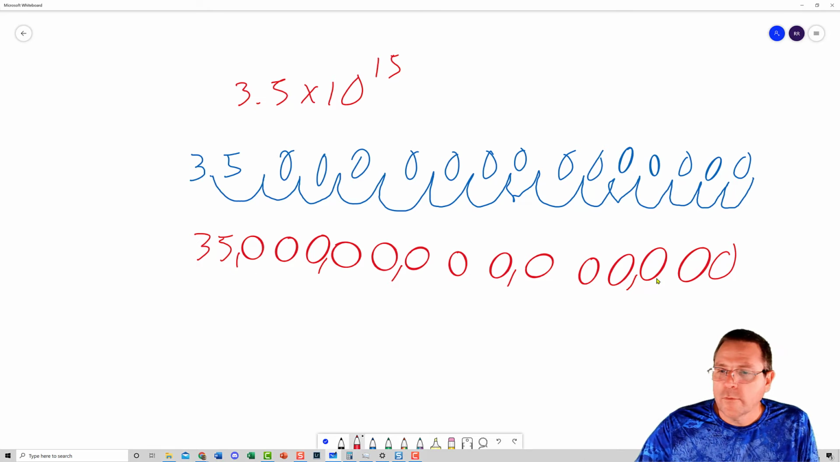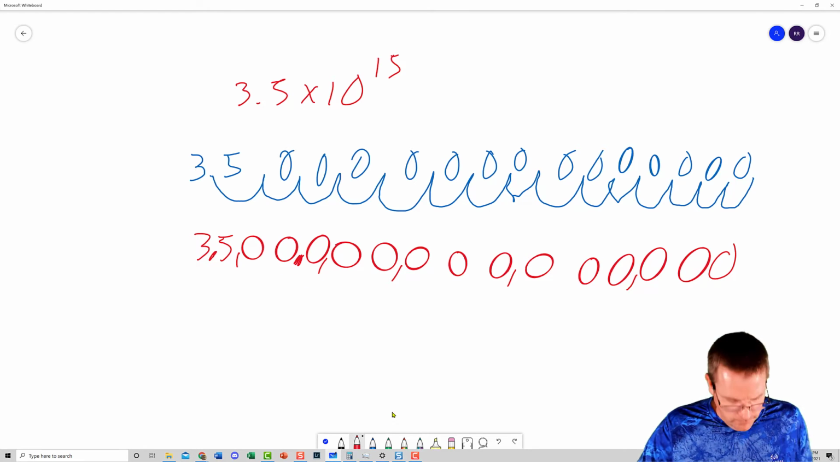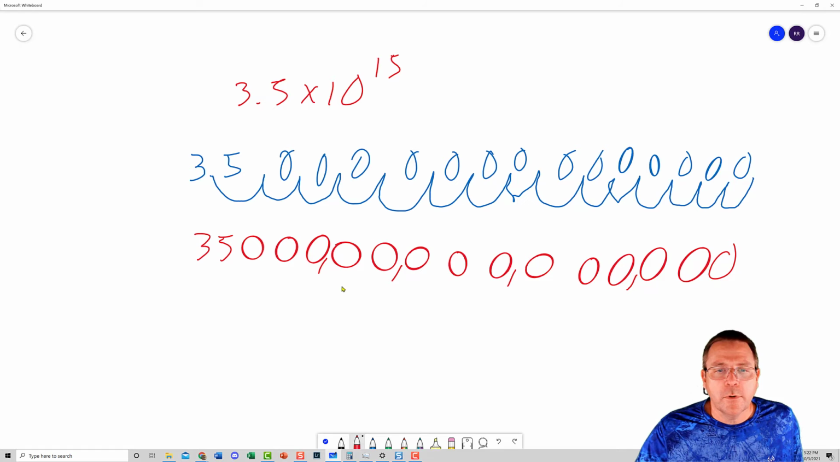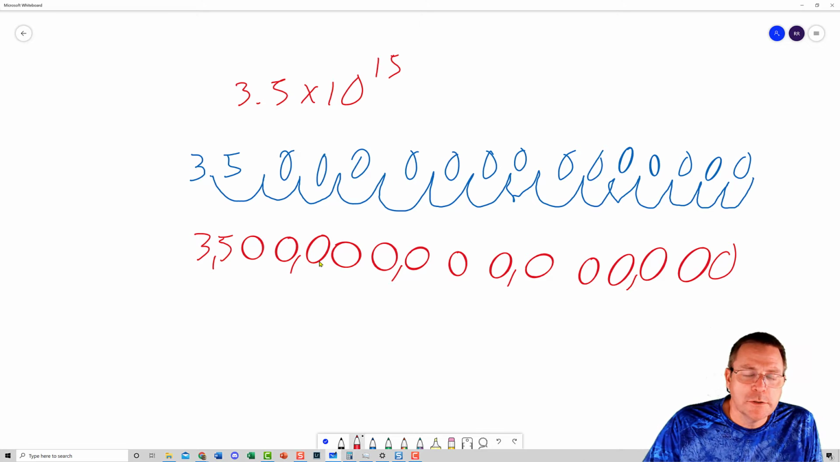So if we were to work this out, this is thousands, millions, billions. Oops, I missed a zero. That comma actually goes there. So let me replace a couple of those, put them where they belong, here and here. So let's say thousands, millions, billions, trillions.